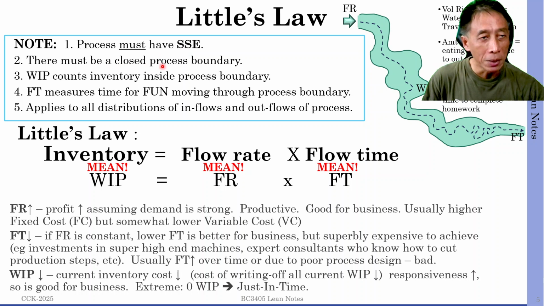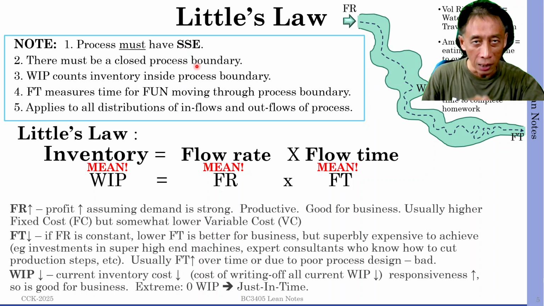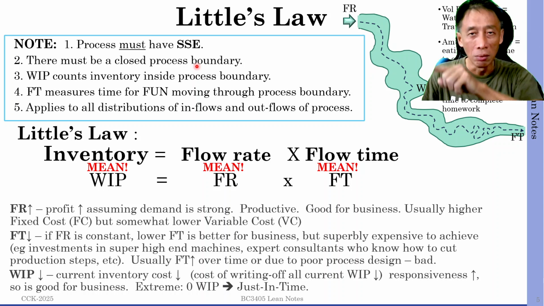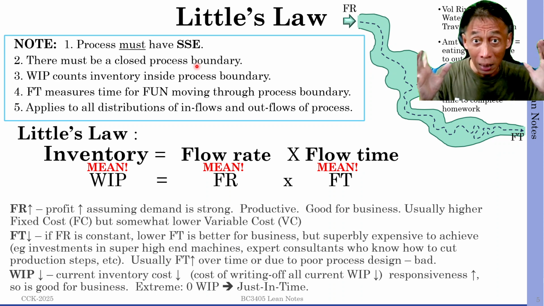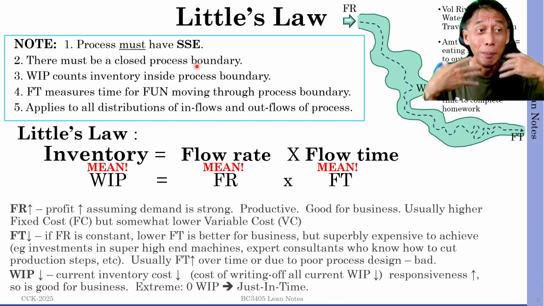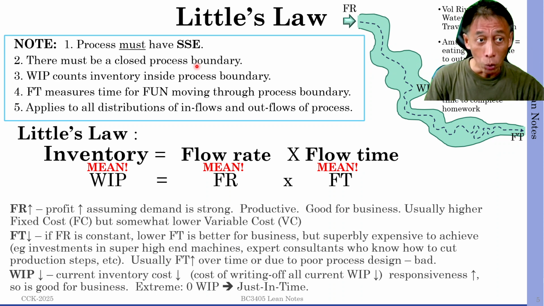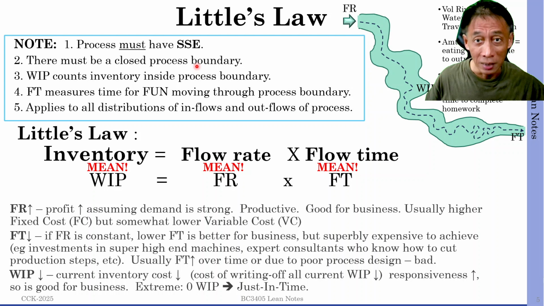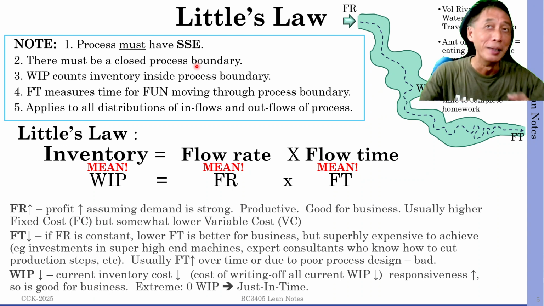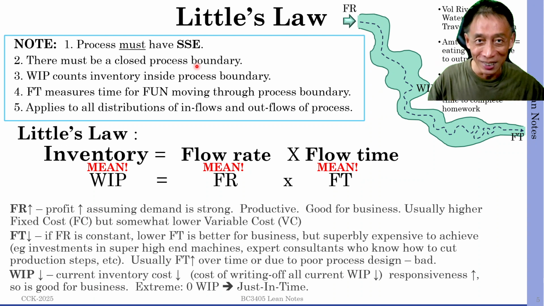Next, there must be a closed process boundary. So we have to draw a border line around the factory, not necessarily the whole process, but it has to have a boundary. So we are talking about more like a Little's law boundary. You might have a whole factory, like I said, for example, Toyota's factory will be 7 football fields wide. It cannot be managed by one supervisor. So there'll be, let's say, 7 supervisors.